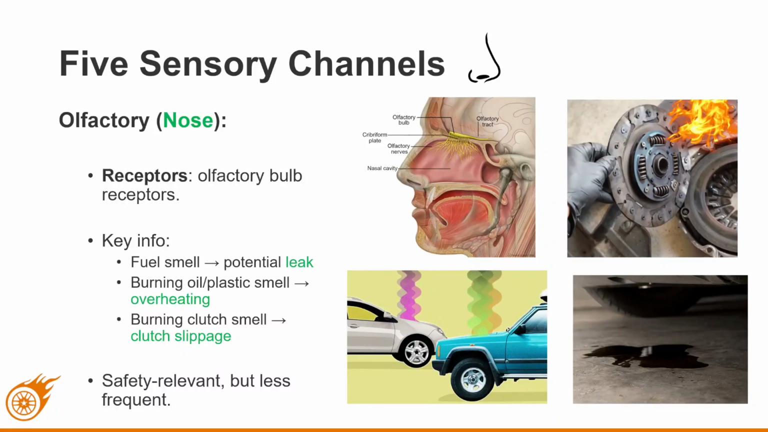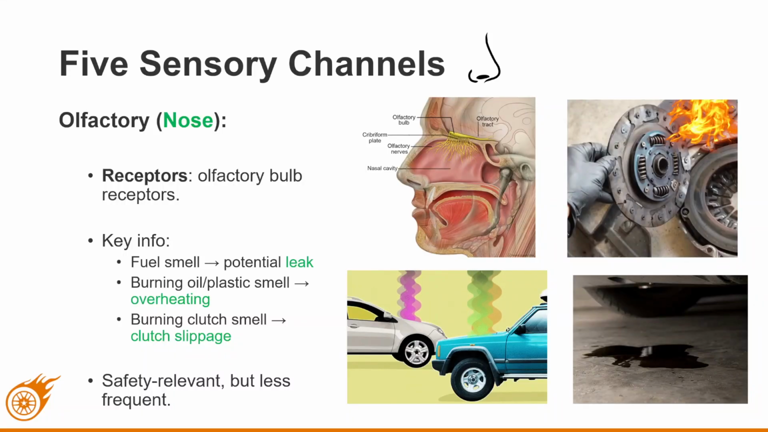So your olfactory bulb receptors are detecting any kind of smell. Your nose can give you early warning signs. For instance, if you smell a sharp, pungent, sweet chemical odor, that usually means a fuel smell, which could mean there's a potential leak, which obviously is a safety concern. So that'll tell you to check for leaks before it becomes dangerous.